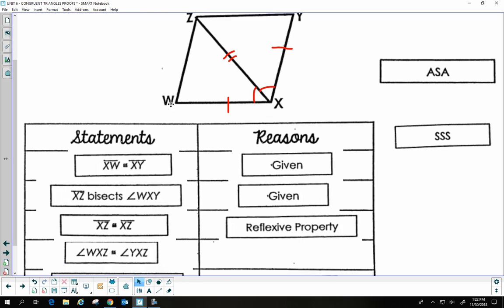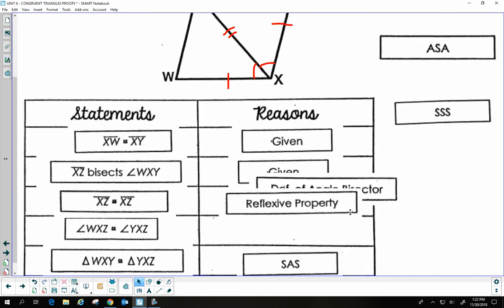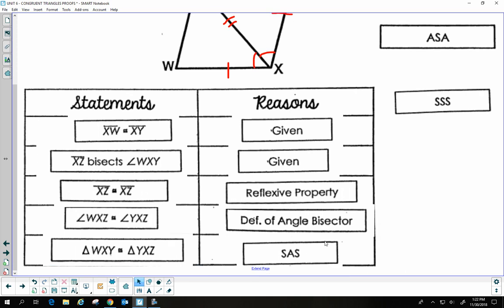And then we decided that WXZ and YXZ, these two angles, were congruent because when something bisects an angle, it makes two congruent smaller angles. And that's just using this phrase, definition of an angle bisector. So we're just filling in the blanks here, using some things we've worked with before in different two-column proofs, and also using the congruent triangles methods we've used for the last couple classes.